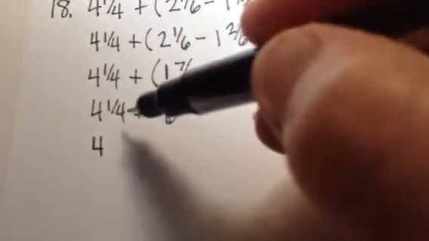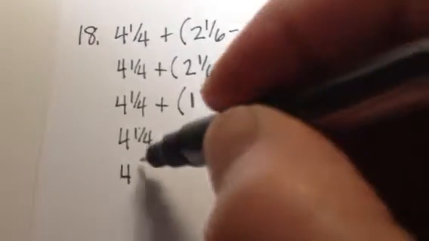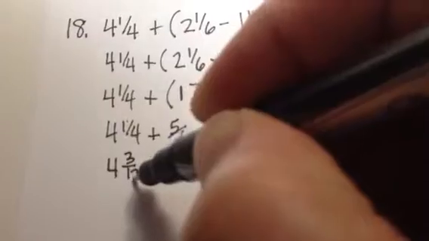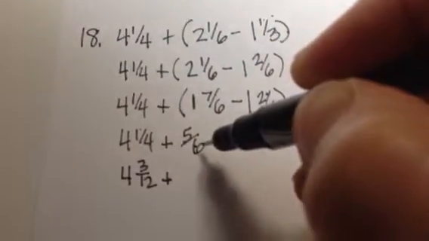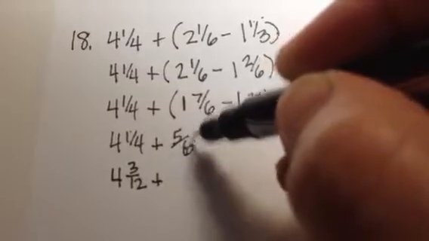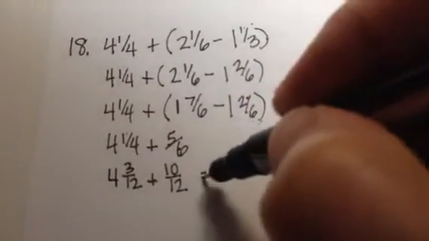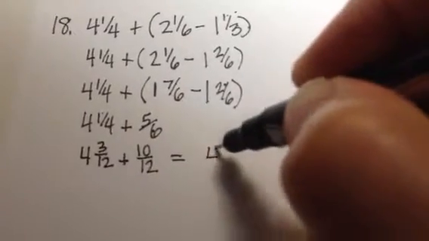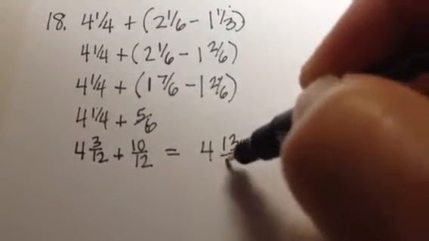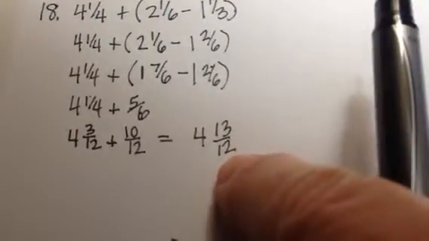All right, so now I have 4. 4 times what is 12? 4 times 3. So take 3 times 1, so that's 3/12 plus, what do we multiply 6 by? 2. 6 times 2 is 12, so 5 times 2, 10/12. That's going to equal 4 and 13/12. Ta-da! It's not finished.